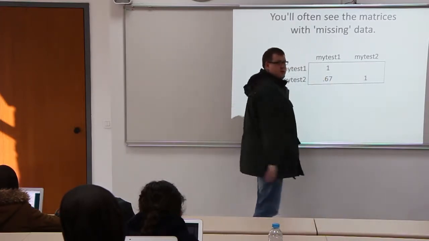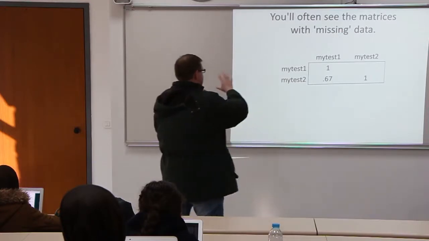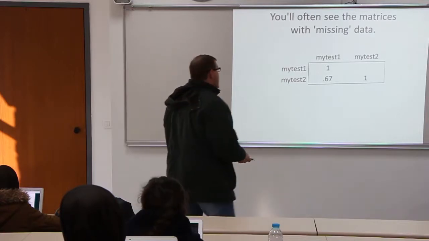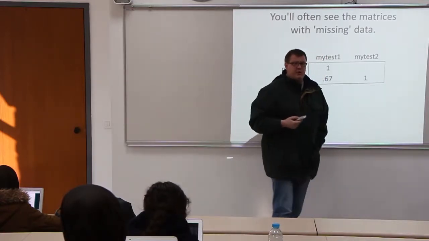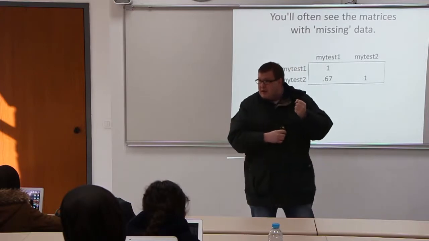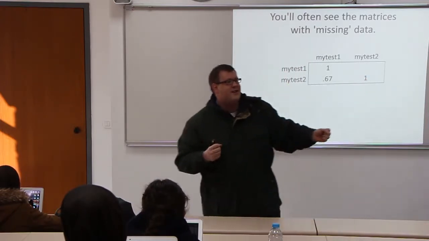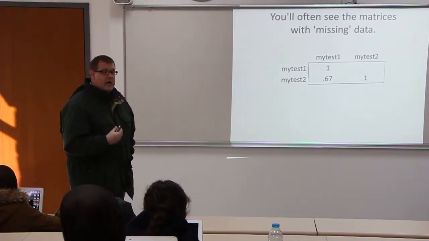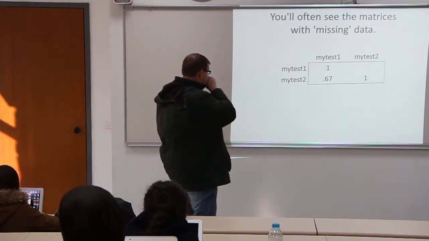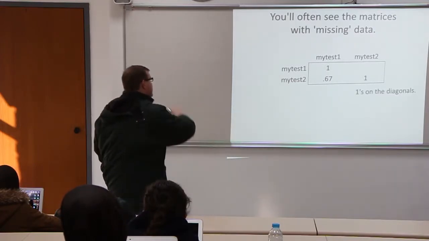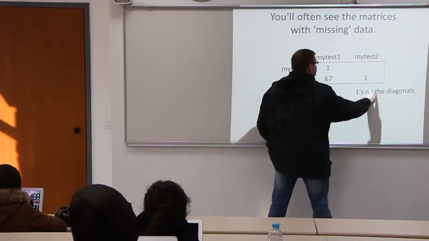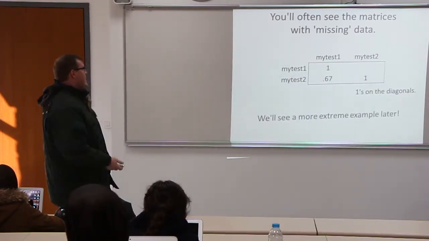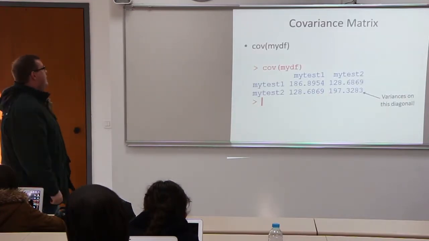It's the same thing. So by only showing part of the matrix, if you understand what the matrix is, you can easily fill in the missing values yourself, and you save ink. Yay! It's an earth-friendly way to present data. And it's also a little less cluttered visually, especially when you have a lot of correlations. Okay. So we have ones on this diagonal. We'll see a more extreme example of missing data a little bit later.